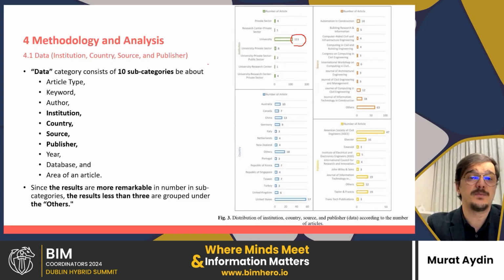Most of the articles are prepared in the USA. China, Australia, and Germany follow the USA. Most of the articles are published in the International Journal of Information Technology in Construction, Journal of Computing in Civil Engineering, and Automation in Construction. Most of the articles are published by the American Society of Civil Engineers.